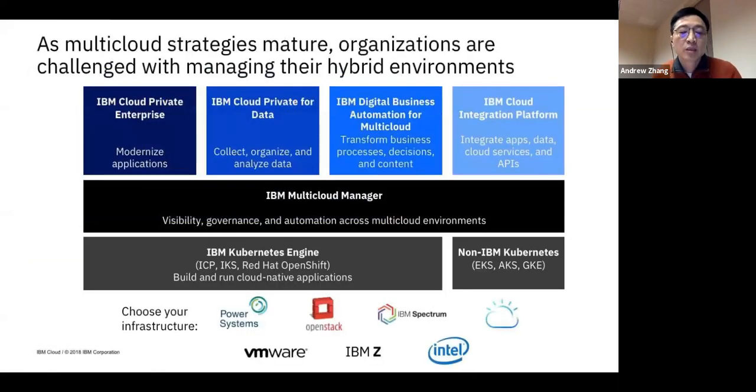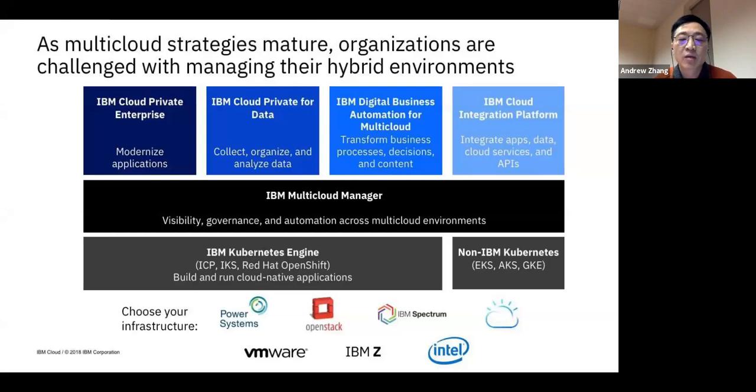So if you look at this chart, at the bottom, all the companies are having Kubernetes engines built up. IBM had 3 versions. One is private cloud called ICP. One is public cloud called IBM Kubernetes Services. The other one is through the Red Hat acquisition called OpenShift. The other vendors are Amazon's EKS, Azure Kubernetes Service, and the Google Kubernetes Engine. So these are all the key players in the Kubernetes space.